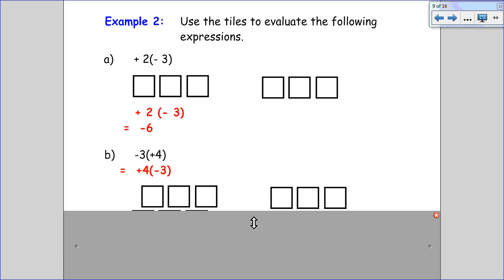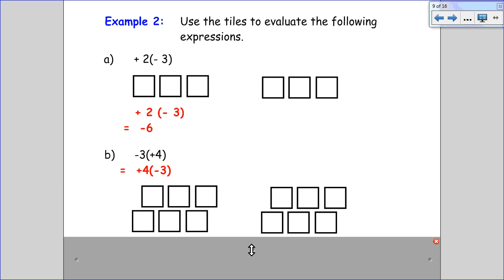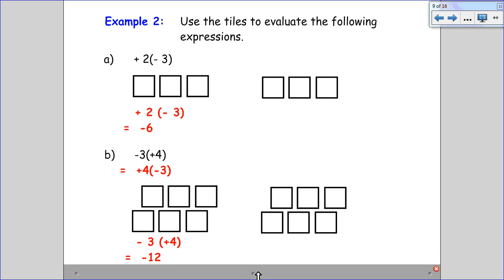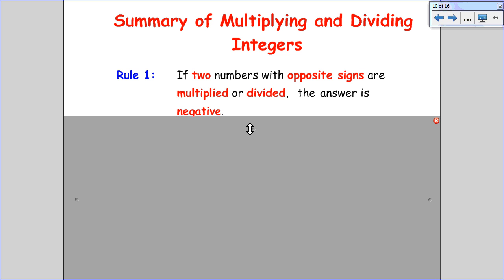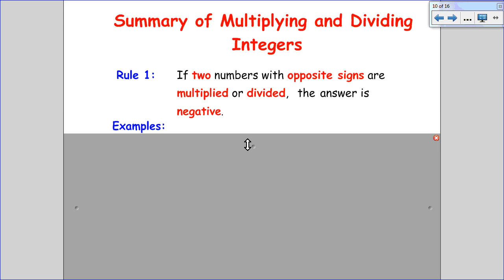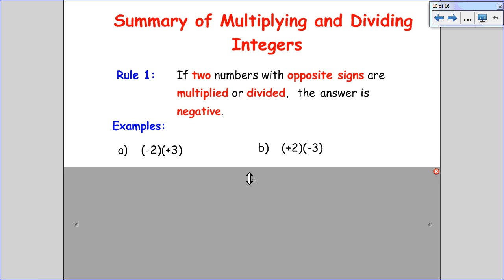So I've got 1 group, 2 groups, 3, 4 groups for a total of -12. So it didn't matter whether the positive was first or second, as long as I had one of each. When I multiplied them together, I ended up with a negative. So the first rule when we're multiplying and dividing integers is if they have opposite signs and there are two numbers, you will end up with a negative.